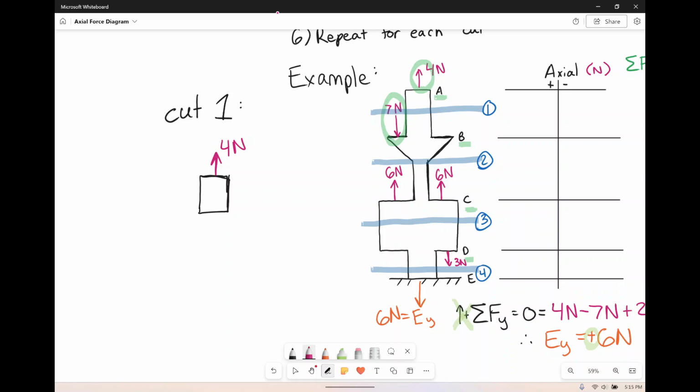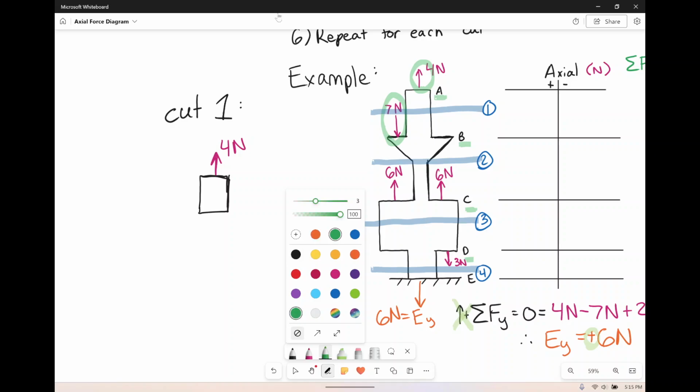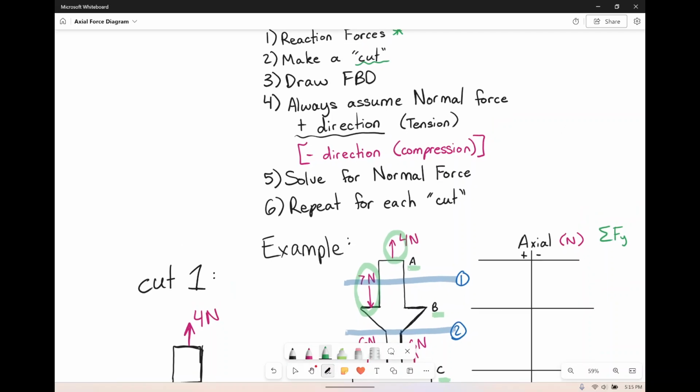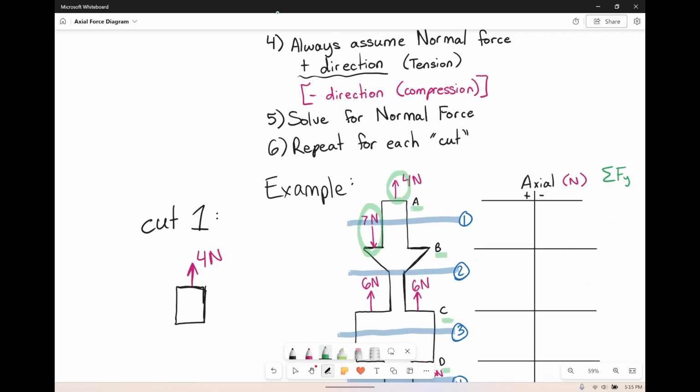Now remember, it's not really a full free body diagram until you come back through and put on the normal force, right? The internal forces, that's all that solids is about. So let's put on the internal forces, remembering that step number 4 is we're always going to assume a positive normal force.